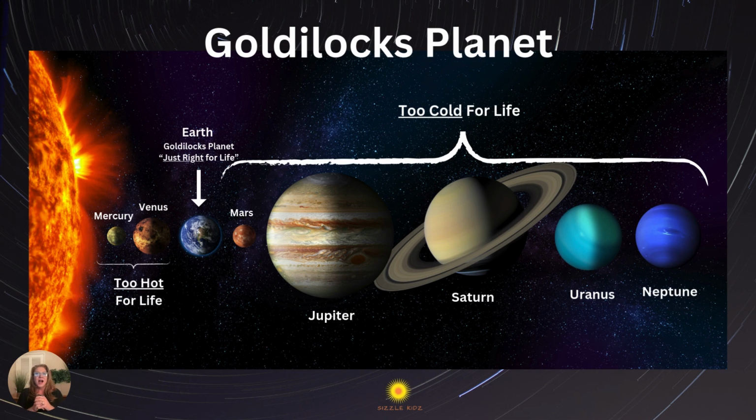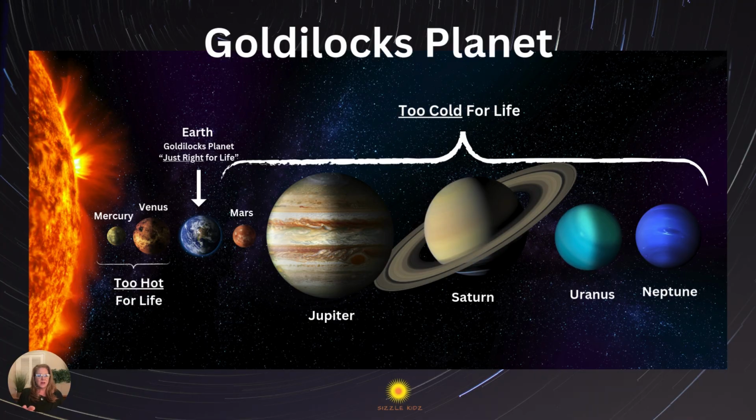And it's just like the story in Goldilocks when she's looking for her porridge and she tries one bowl and it's too hot. She tries another bowl and it's too cold. And then finally she finds a bowl of porridge that's just right. And that's how our Earth is. It's called the Goldilocks planet because it's not too hot and it's not too cold.